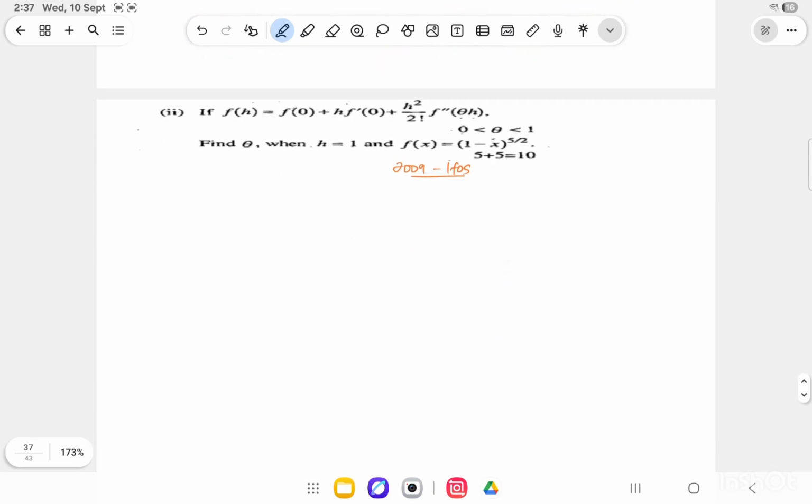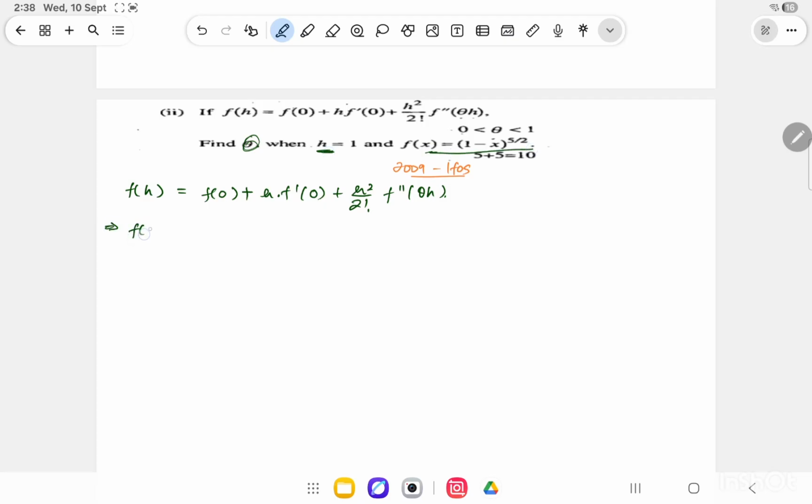So let's move on to the next question. The next question says that the function f(h) is given to me as f(0) plus h into f'(0) plus h squared by 2 factorial into f''(theta h). We are supposed to find the value of theta when h is equal to 1, and f(x) is given to me as this. So if h is 1, it will be f(1) equals f(0) plus f'(0) plus 1 by 2 into f''(theta). So we are supposed to now find the values of f' and f''.